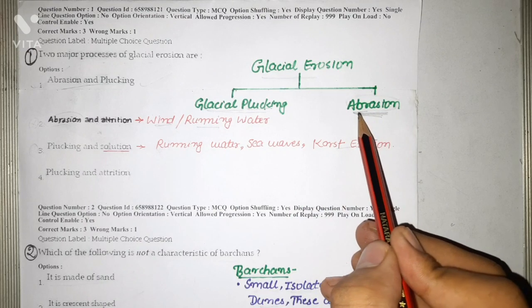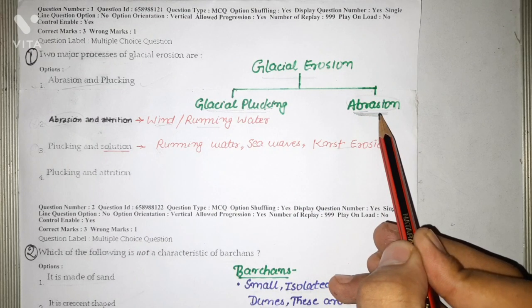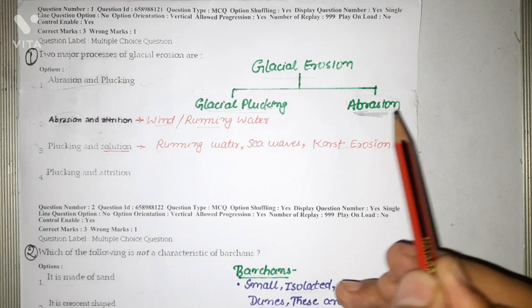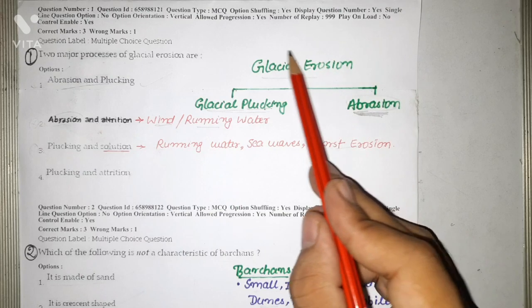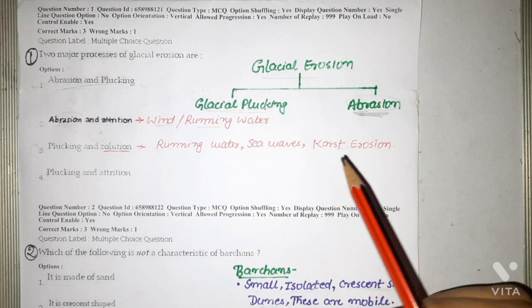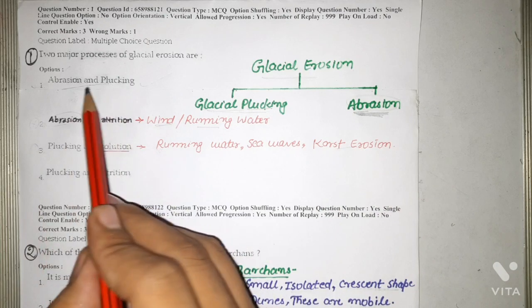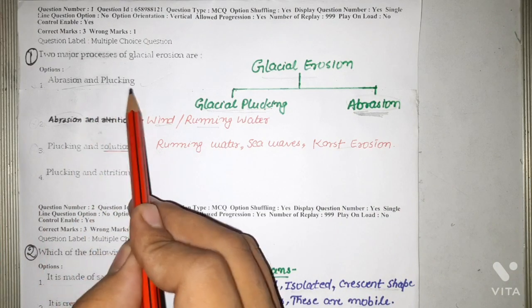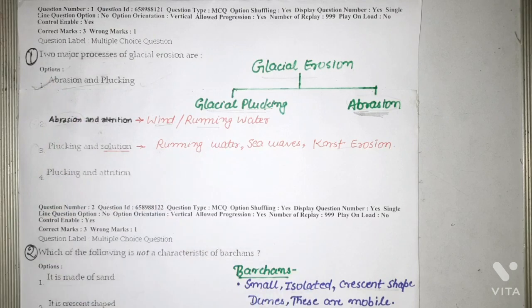And the second one is abrasion. In this erosional process, the glacier erodes its bed and side walls with the help of tools of erosion, that is coarse debris. So, in glacial erosion, the two main processes which are associated are glacial plucking and abrasion. Now, let us check the options. First one is abrasion and glacial plucking. Abrasion and plucking. So, this is the correct answer.